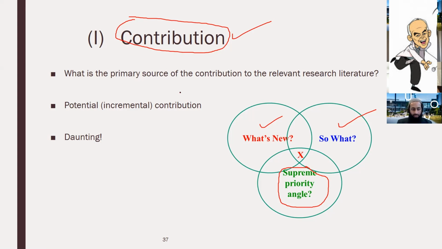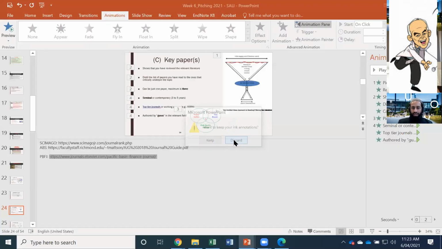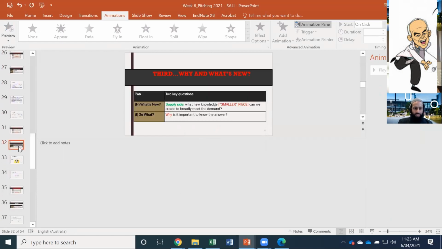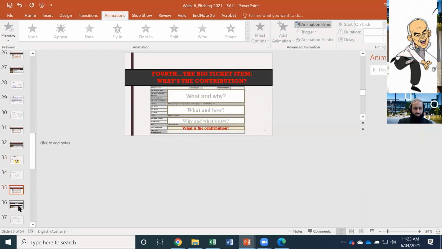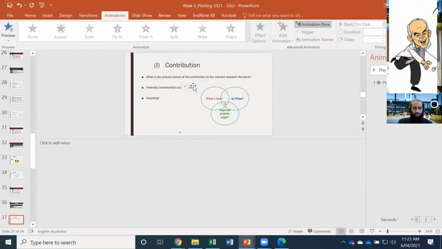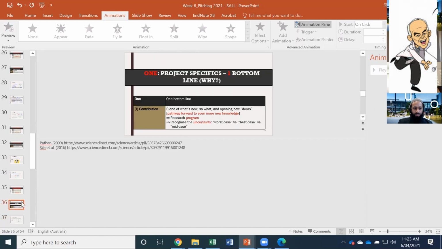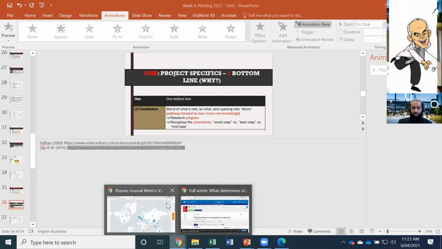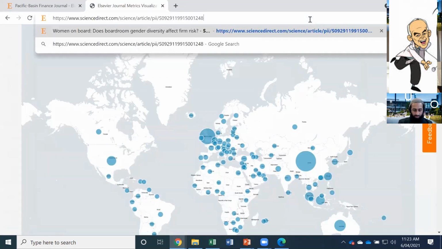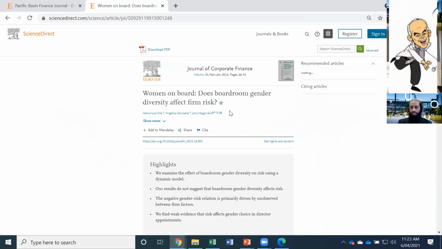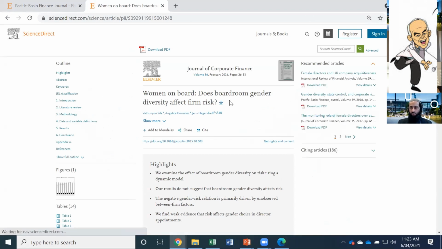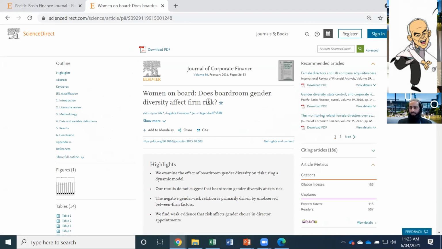Okay, I want to share with you one paper that I considered really brought something bigger in terms of a complete stream of research. So I'm going to show one paper. Can you see this paper? Women on board, does boardroom gender diversity affect default risk? There are hundreds of papers around this topic.